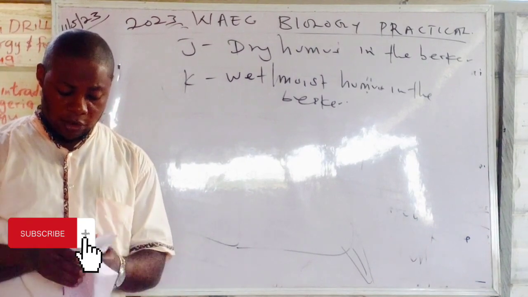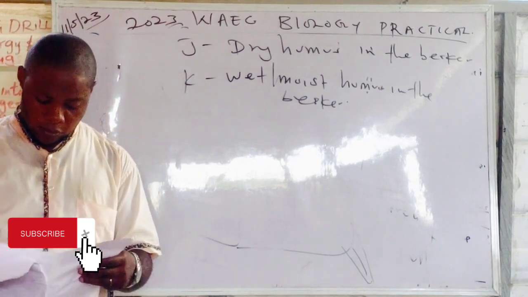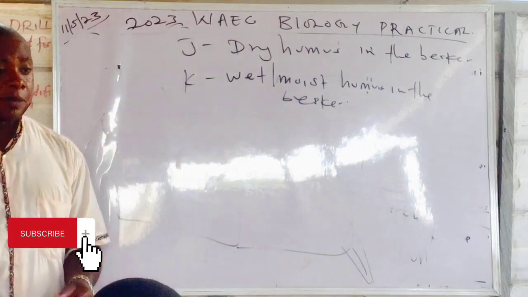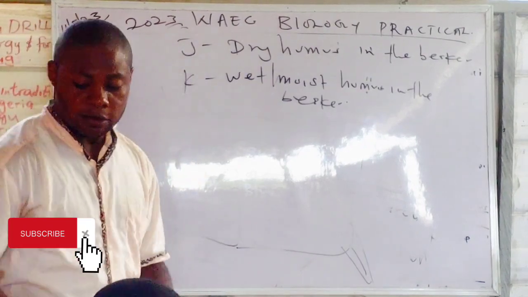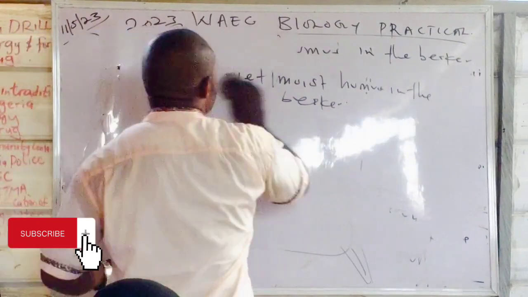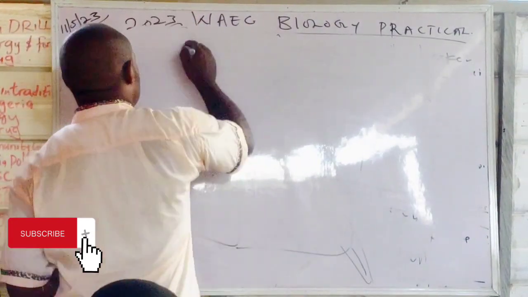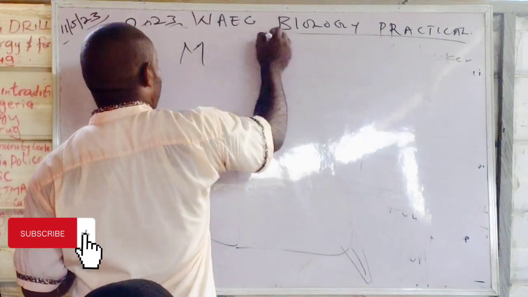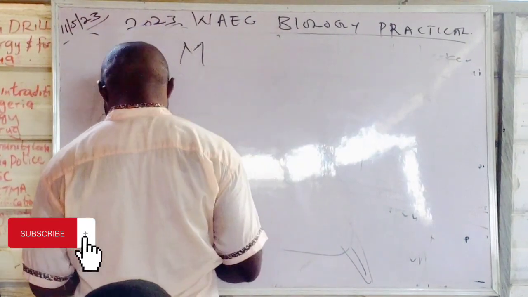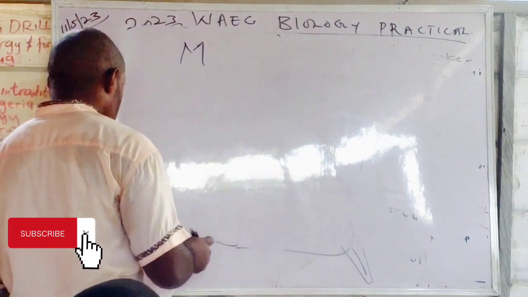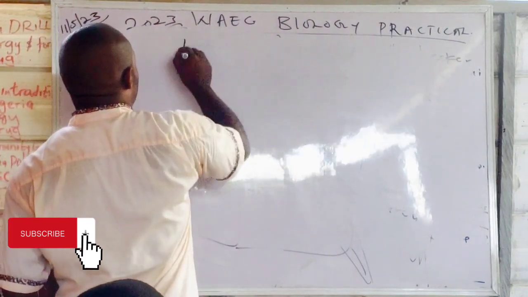So the next one is what? We are getting to the final specimens: L, M and N. Specimen L is a ripe orange fruit.